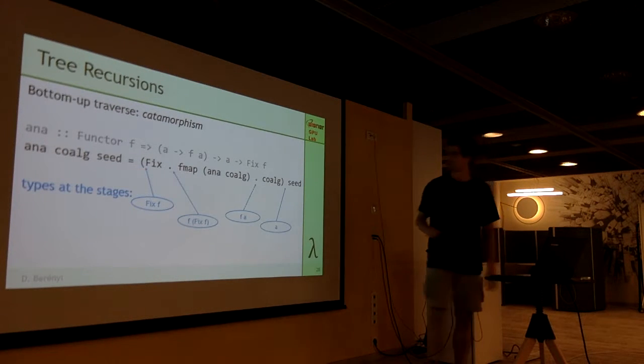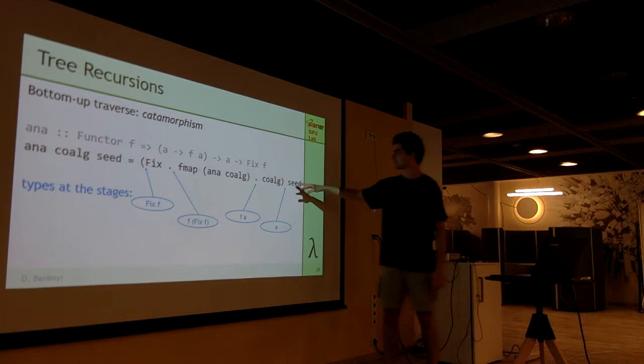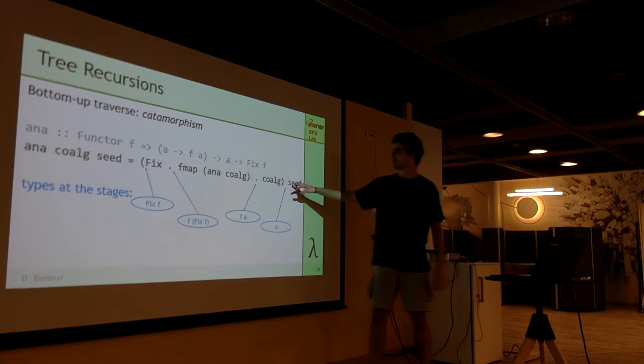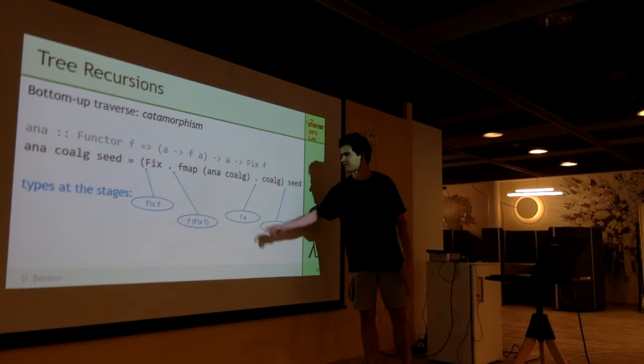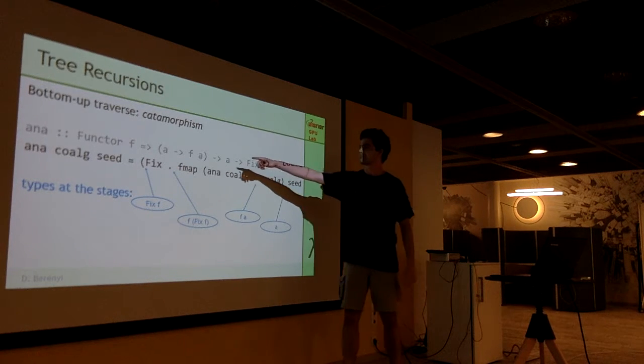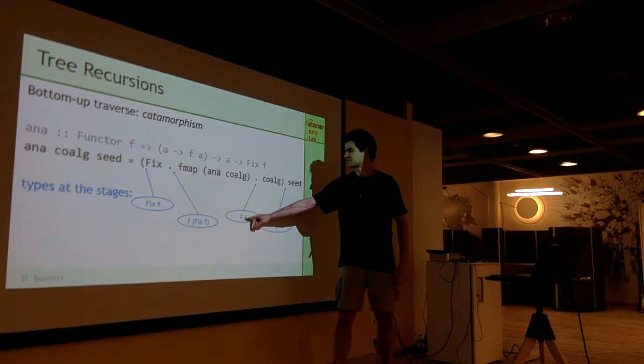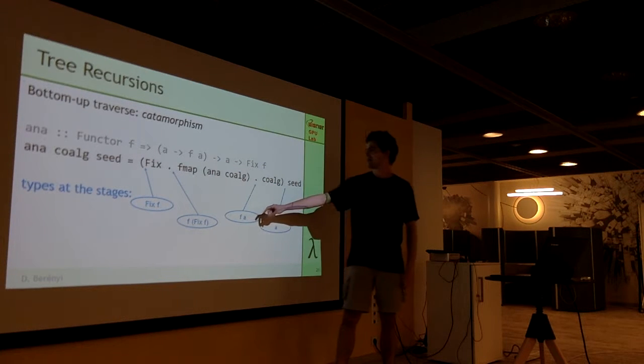If you take a look at the types, we start with the seed of A. We apply the construction, the inductive step once, so we get an FA. We step into it and apply the coalgebra. It changes the A to FA.